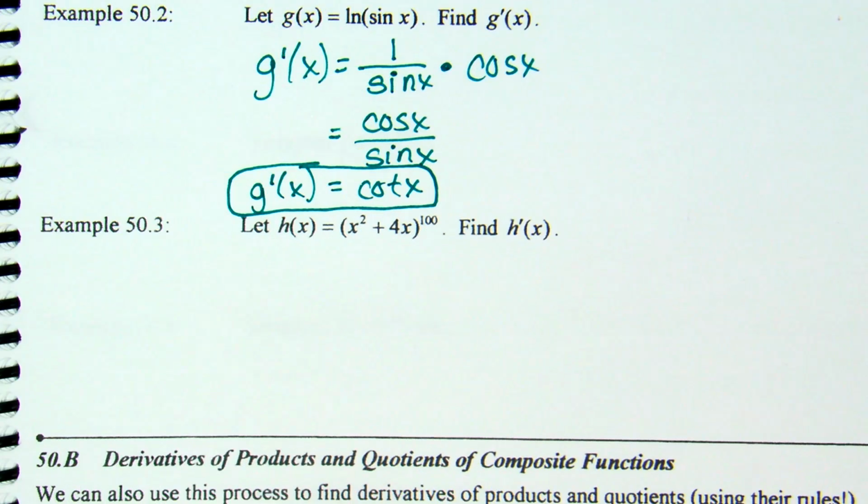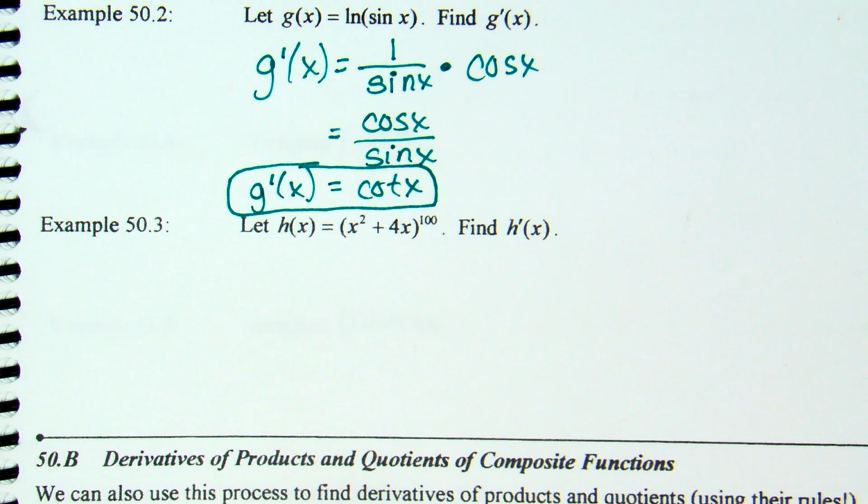Okay. Example 3. h of x equals (x squared plus 4x) to the 100th. Find h prime of x. Thoughts on this one? Multiply the thing from parentheses by 100, and then keep the parentheses and subtract 1 from the next one. Okay. So he's saying multiply by 100 in front, subtract 1 from that exponent.